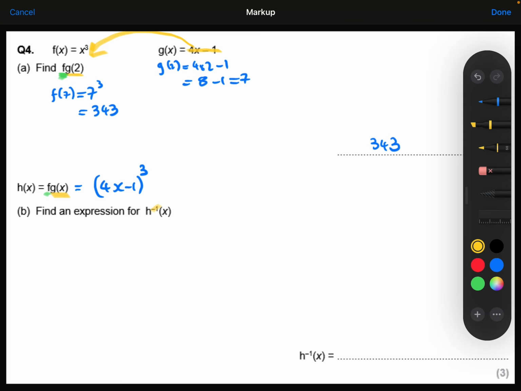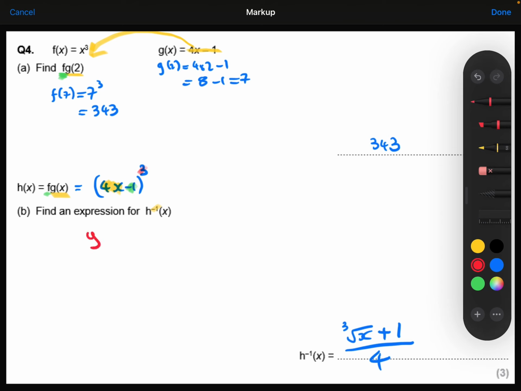Two ways of doing that. The first one is by inspection, by looking at this. So this function says to multiply by 4, subtract 1, and then cube it. So if we do those steps but in reverse, we're going to cube root it, we're then going to add 1 and divide by 4. That's one way of doing it.